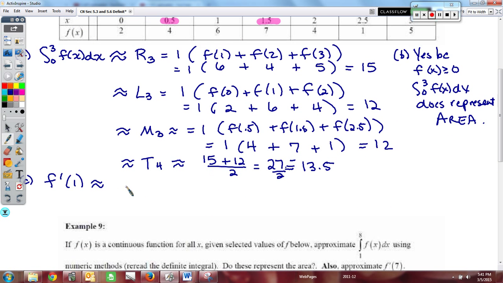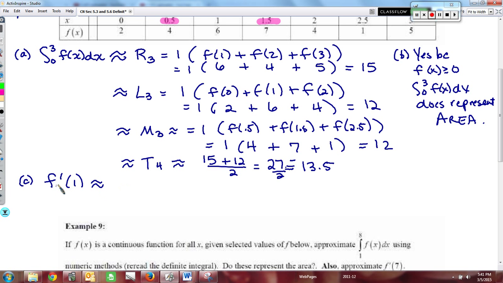So you remember you have to show your difference quotient. So the instantaneous can be approximated with the average. And the average would be your f of 1.5 minus f of 0.5 all over 1.5 minus 0.5. So then you could just go ahead and do your calculations. 7 minus 4 over 1 or 3.